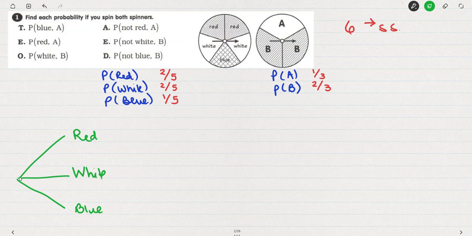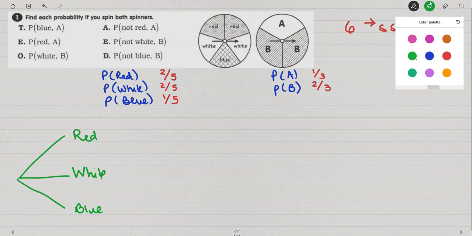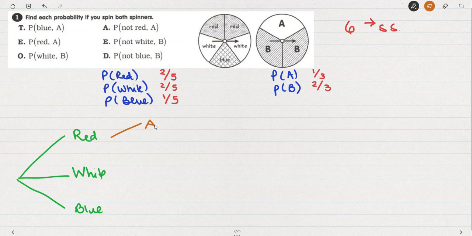And then after we roll a red or spin a red, we could then spin an A or a B. From white, we could get an A or a B. And from blue, we could get A or B. So this is what our chart would look like.